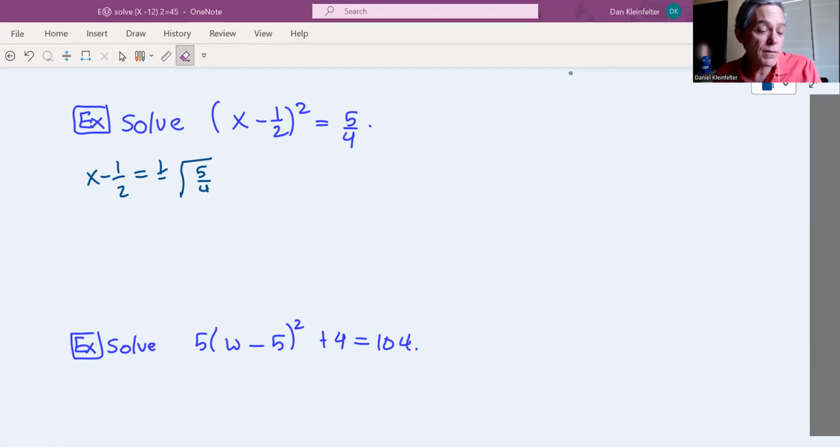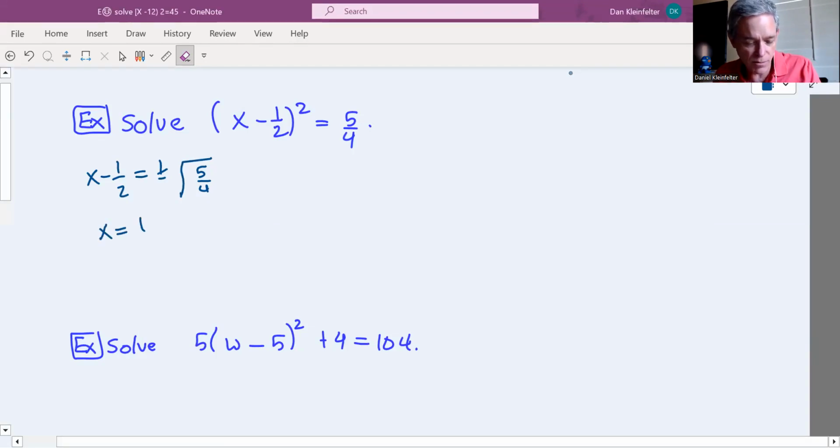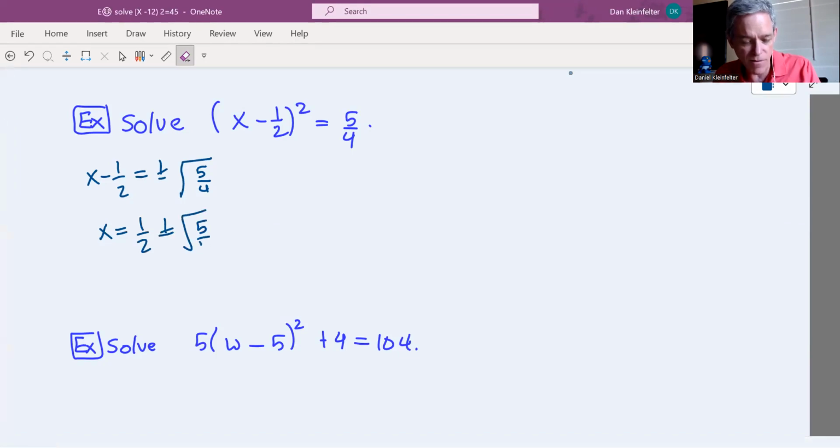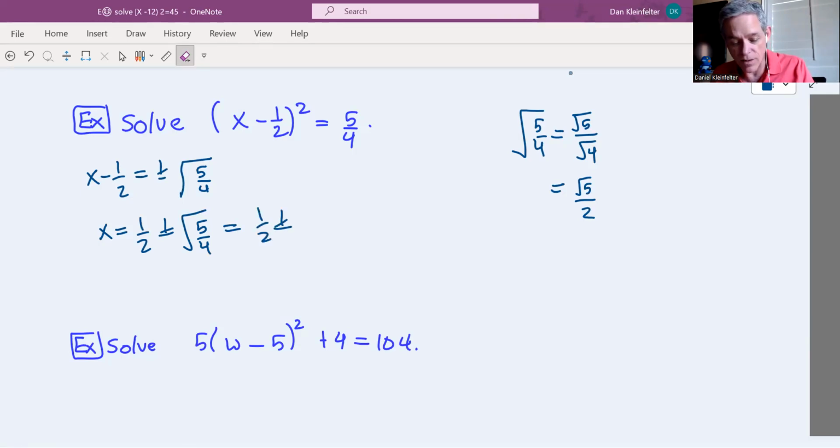All right, so now we're going to want to add the 1/2 to both sides. So x will be 1/2 plus or minus the square root of 5/4. And I should simplify that square root of 5/4 some. So let's do that. The square root of 5/4 will be the square root of 5 over the square root of 4. And the square root of 4 we know is 2. So we'll have root 5 over 2. So then our x will be 1/2 plus or minus root 5 over 2.